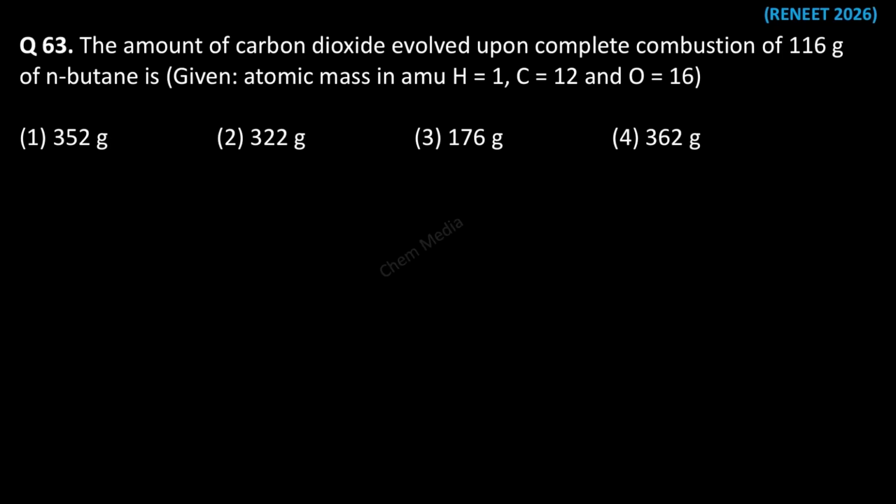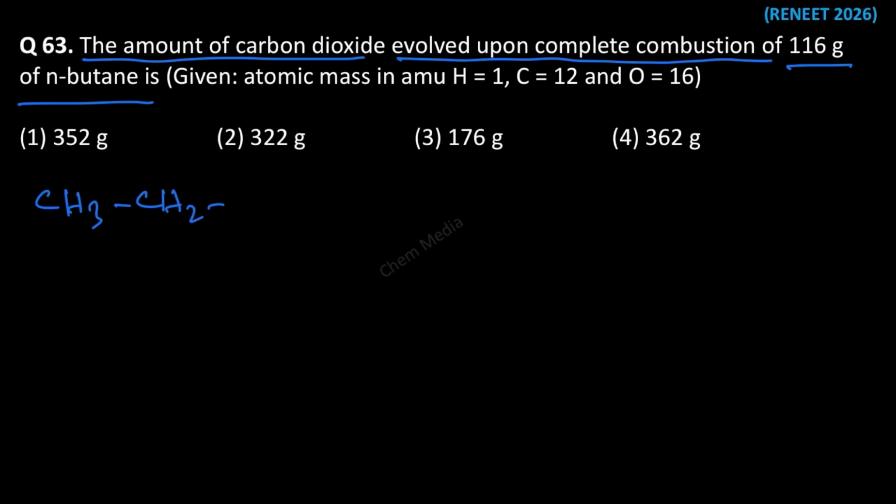Hello everyone, here is a question based on mole concept and stoichiometry. The amount of carbon dioxide evolved upon complete combustion of 116 gram of normal butane is how much? Butane is CH3, CH2, CH2, CH3. Therefore, what we have is C4H10.